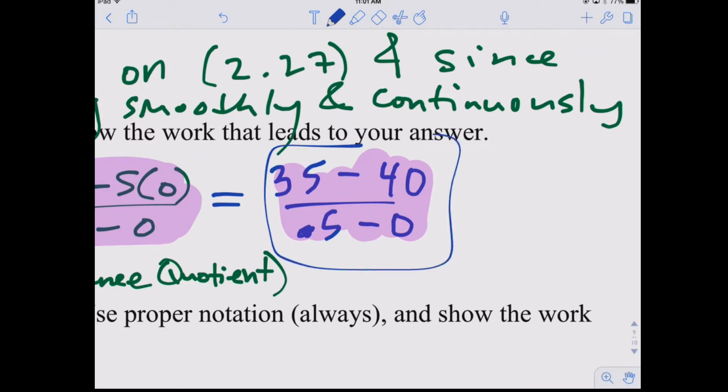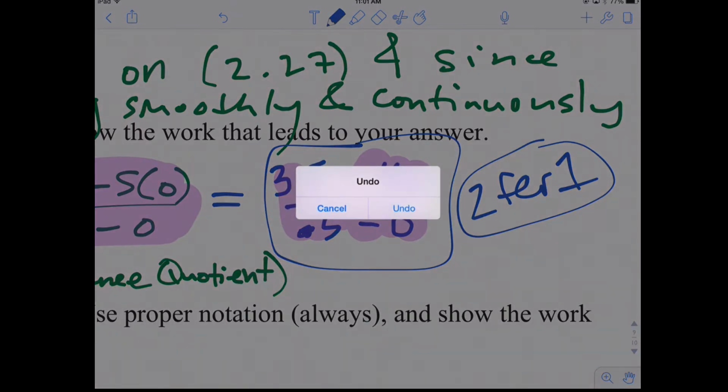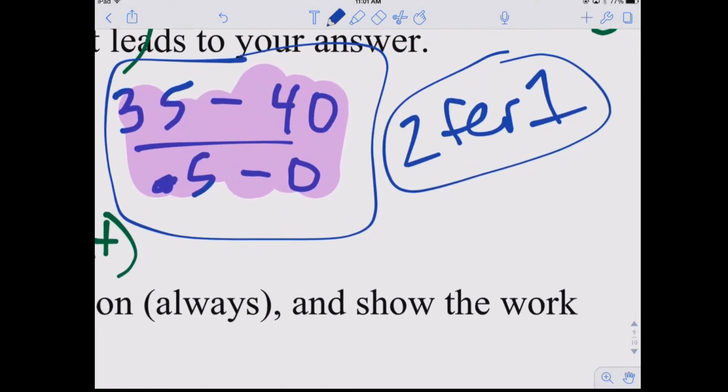So this is what I will refer to throughout the year as a twofer. It's a 2-for-1, because it indicates your method. It shows the difference quotient, but it's also a number. And because there's no units to add on the end, you could stop right there and you're going to get full credit. You don't even have to simplify. It's a difference quotient and it's a number.